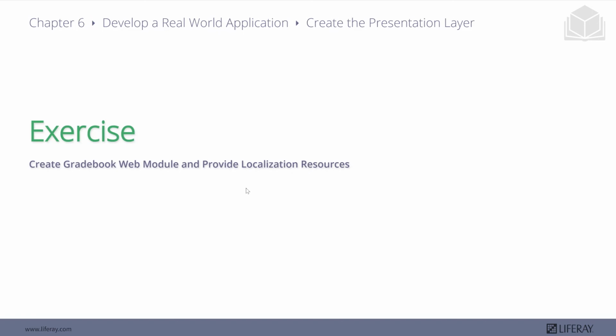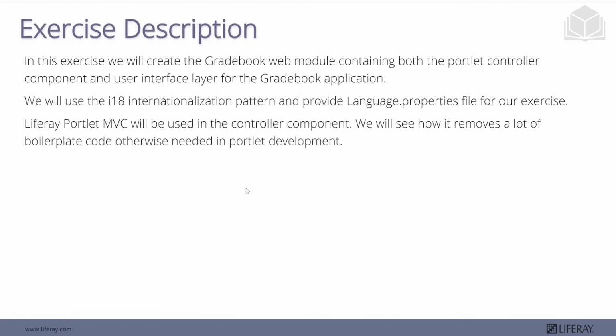So let's take a look here. Let's go ahead and we're going to be creating the Gradebook Web module. And then as we do, we'll be taking a look at the language.properties files along the way. So we'll first create it, and then we'll modify and create some of these language.properties files, for example.